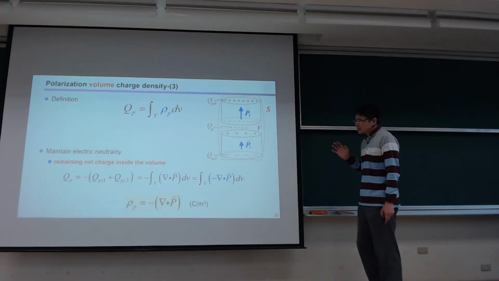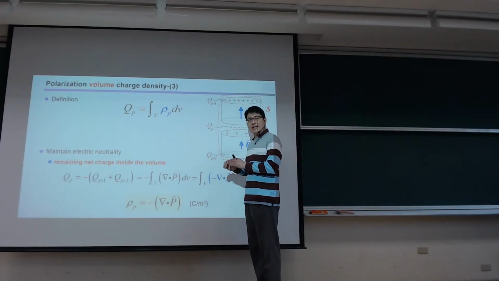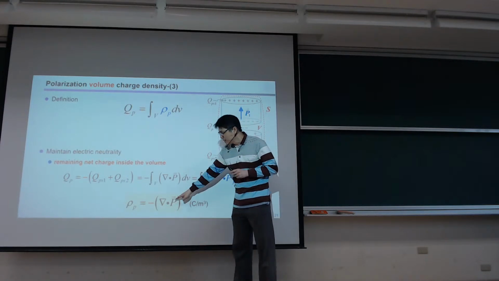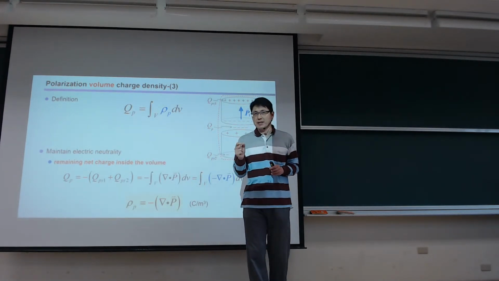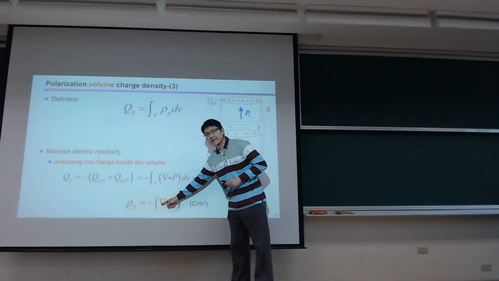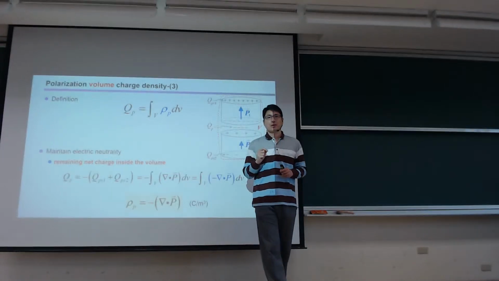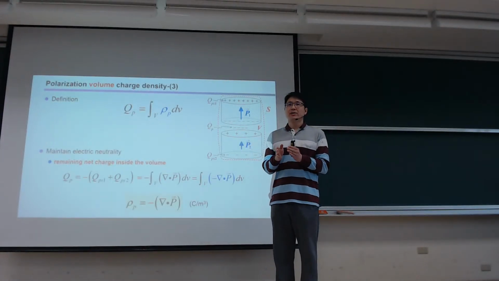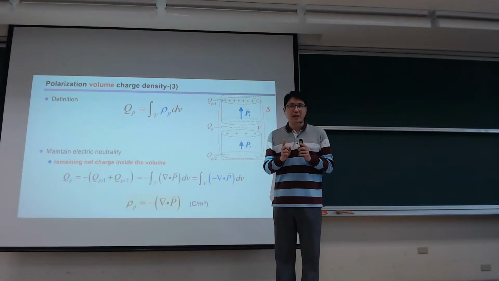Okay, so in this case, whenever we're dealing with inhomogeneous material, meaning the polarization vector itself is a function of space, then we perform its divergence and we multiply by a negative sign, we have the resulting volume charge density. Think about it.